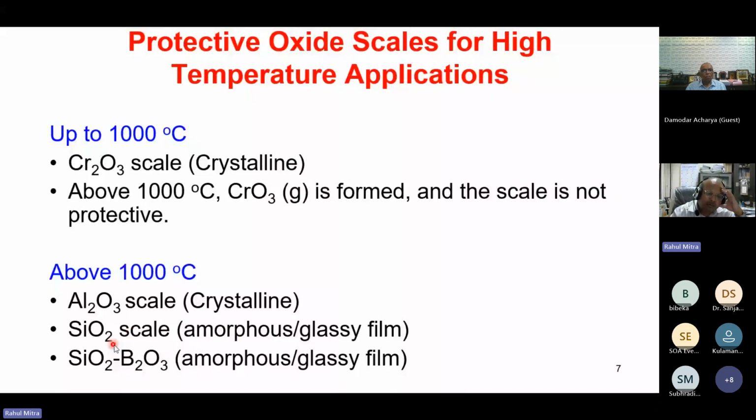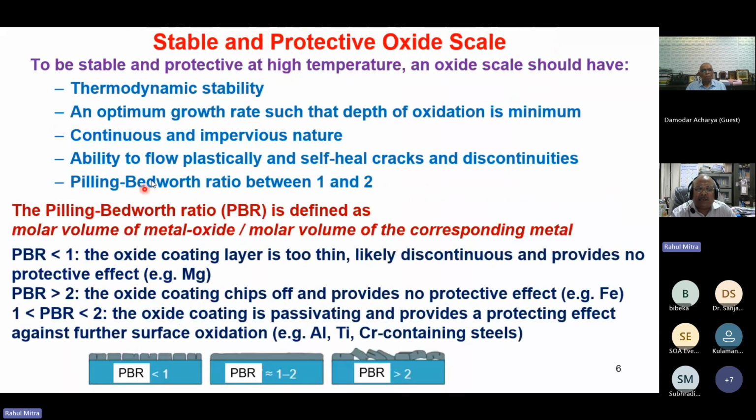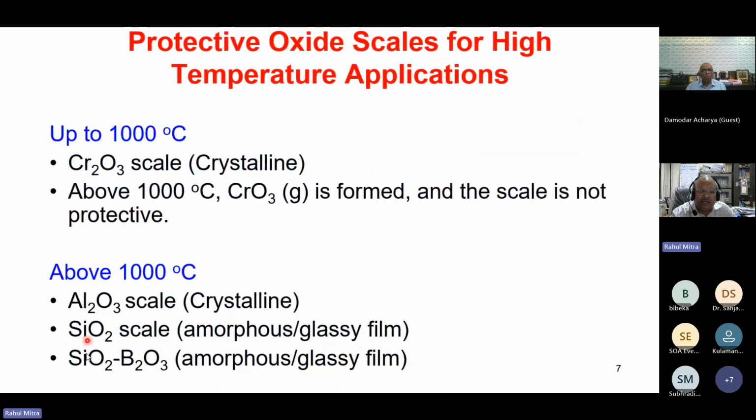Another option is borosilicate glass. Borosilicate glass has a better added advantage because B2O3 has a lower melting point, and the borosilicate glass becomes soft at 1100 degrees centigrade or 1000 degrees centigrade. Because it becomes soft, it is able to heal the cracks very easily. So it is kind of self-healing in nature. And that's what I mentioned in the previous slide, about the ability to flow plastically and self-heal cracks and discontinuities. This is observed in the case of borosilicate scale.